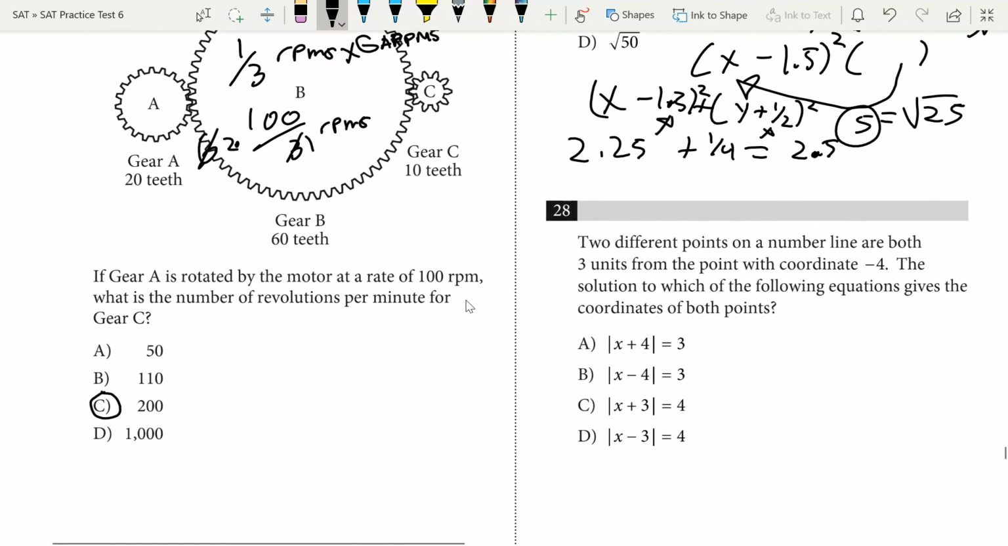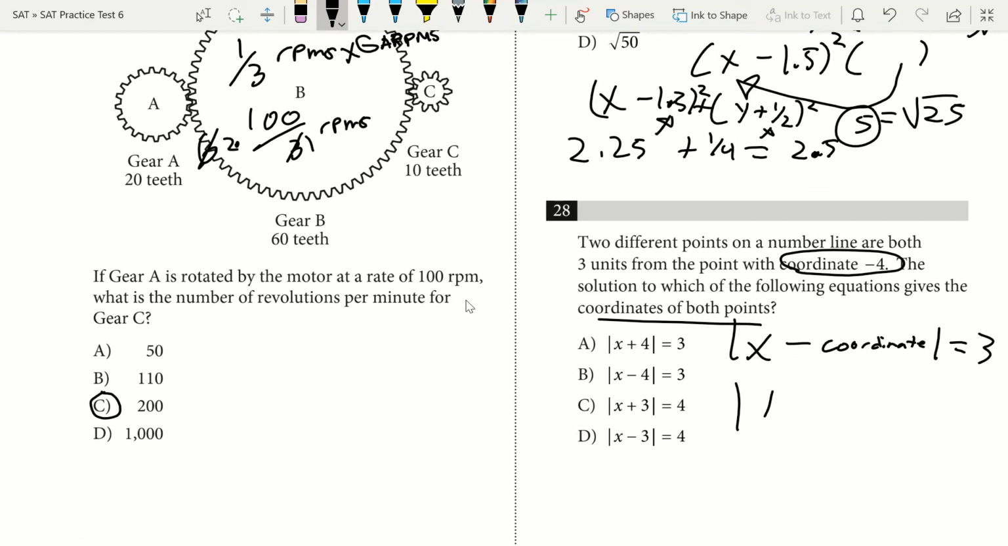All right, question 28. Two different points on a number line are both 3 units from the point with coordinate -4. The solution to which of the following equations gives the coordinates of both points? All right, well, the formula for this one is the absolute value of x minus our coordinate. So you remember this the next time you have to take a test like this. It's going to be the absolute value of x minus the coordinate is equal to our distance from that coordinate on the number line, which is 3.